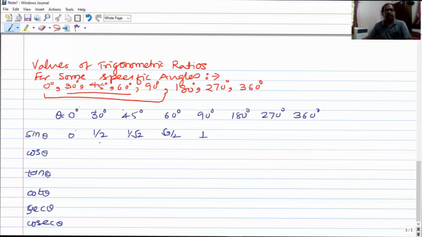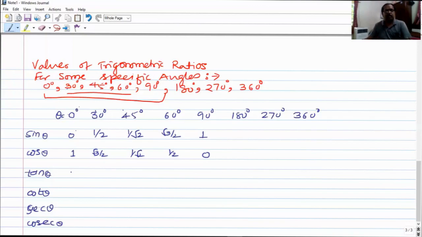So students, this first line is very important to get the values of all remaining trigonometric ratios. Cos theta: cos of 0 will be equal to 1, cos 30 will be equal to root 3 by 2, then it is 1 by root 2, then this will be half, and then it is again 0.